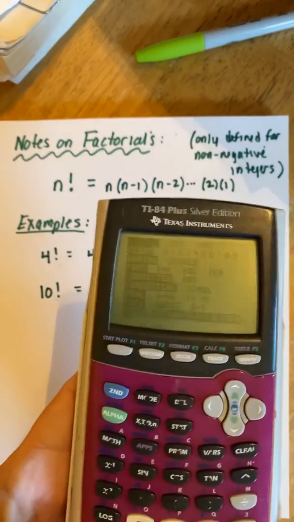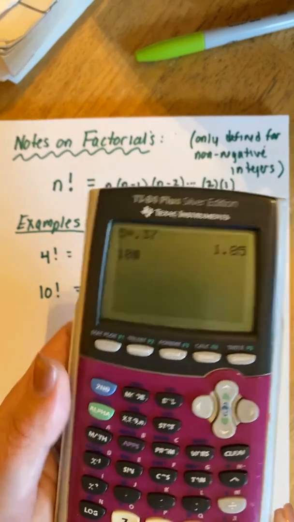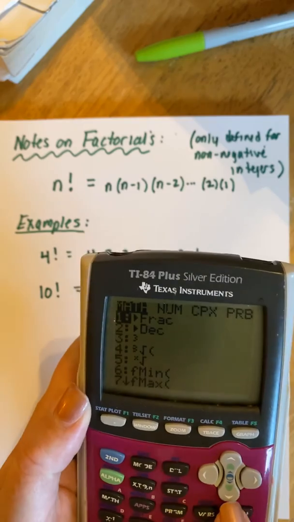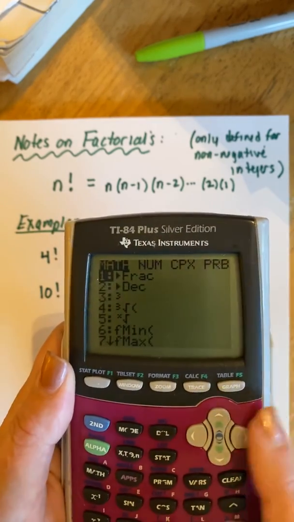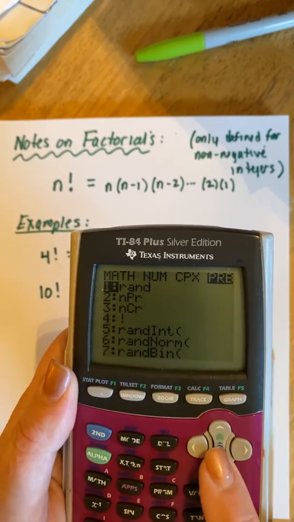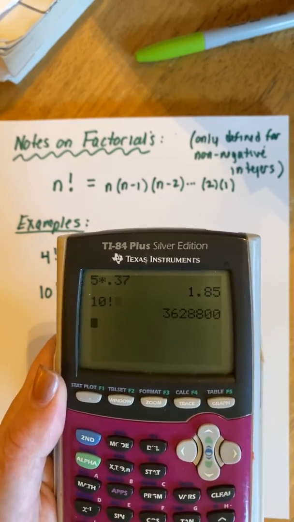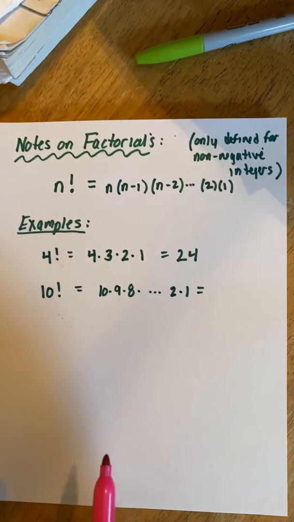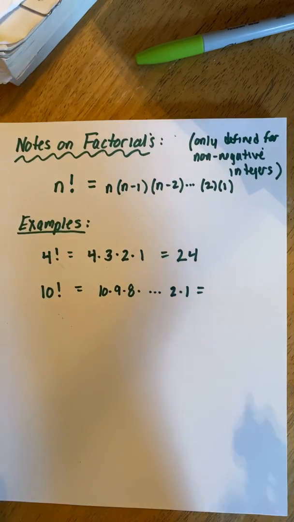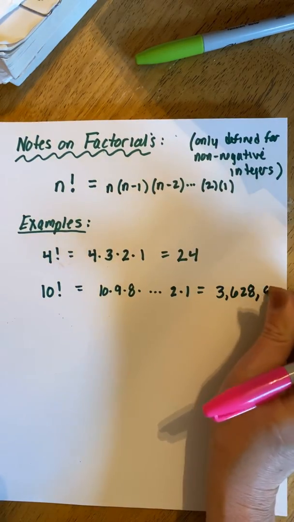I'm not going to take the time to do that, but if you look here in your calculator, if you have one of these handy dandy graphing ones, which you should, you go under math and over to PRB. The fourth one down, number 4, is factorial. So 10 factorial is going to be 3,628,800.